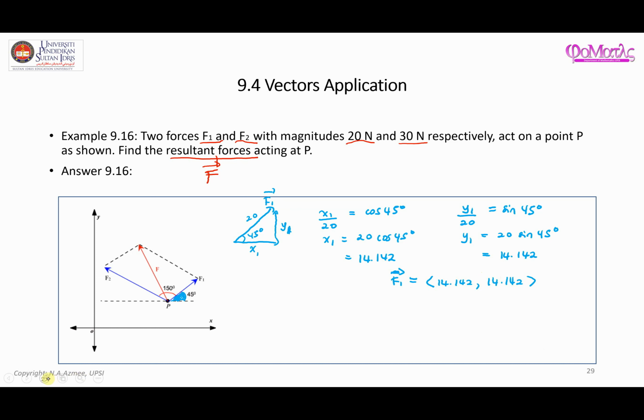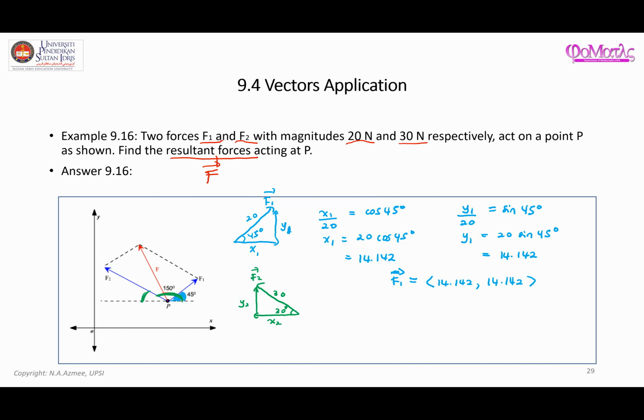Next, we're going to look at the second vector, F2. This one is going in this direction. This is vector F2. The magnitude here is 30 Newton, and the X component is going in this direction and the Y component is going in this direction. This is for x2 and y2. The angle it makes here: from here to here is 150 degrees, therefore the angle here is 30 degrees.